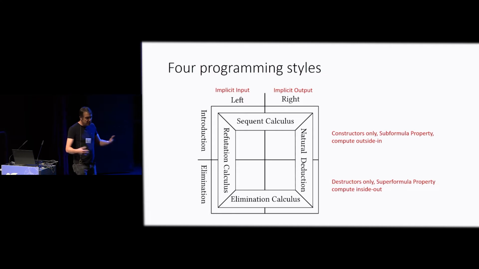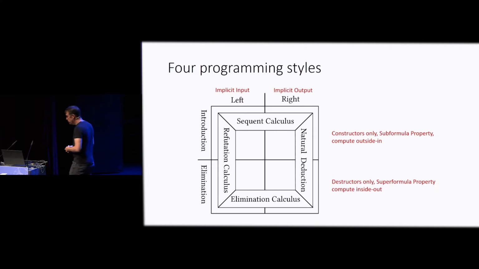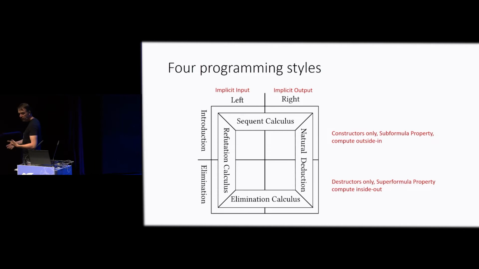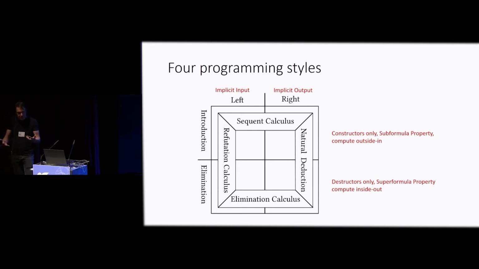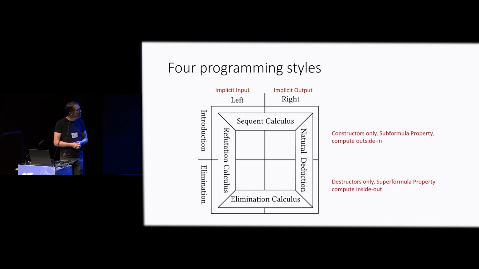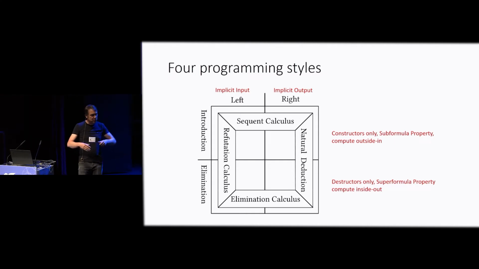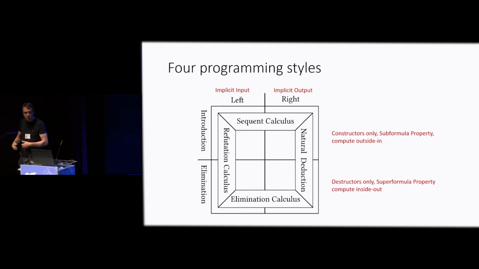Why are these interesting? Well, we think they are interesting because each of these calculi implies a different setting. It implies a different kind of program structure. So, for instance, in natural deduction we are always computing with an implicit output. When we have nesting of expressions, the result of computing the inner expressions flows to the outer expression. It's an implicit output or implicit continuation, we could say.